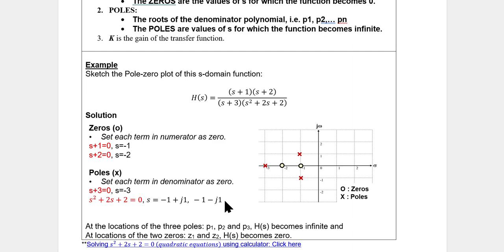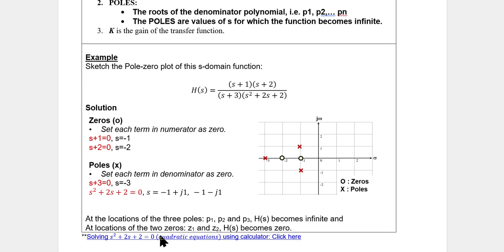How to solve for this? The easiest way is you can use your calculator. In all your calculators, you can directly solve this. I've given an example here. You can check on the internet for your own model how to solve. Now we have found the zeros and poles.